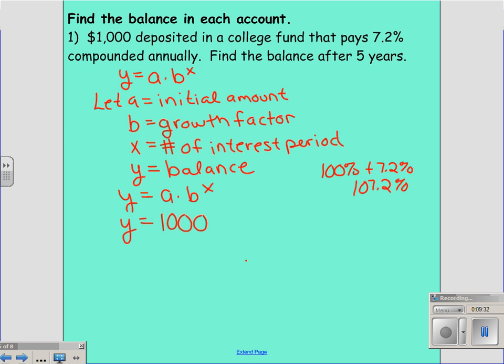But when I plug it into the formula, I don't plug in 107.2. I'm going to divide by 100 or move the decimal back 2 places. So then in the formula, it's going to be 1.072. And that's going to be my base. 1.072, and then raised to, it does say annually, and it gives us the amount in years. So all we have to do is raise that to the 5th power.